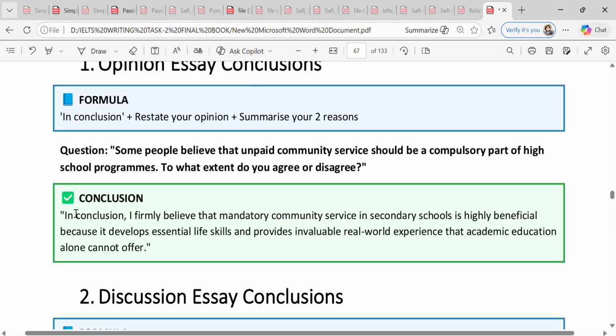We have started already with what? In conclusion. This is the formula. Then the second part: restate your opinion and then summarize two reasons. So have you summarized two reasons? This is the first part. Now, the conclusion is the shortest and never includes any new idea, as I mentioned earlier.